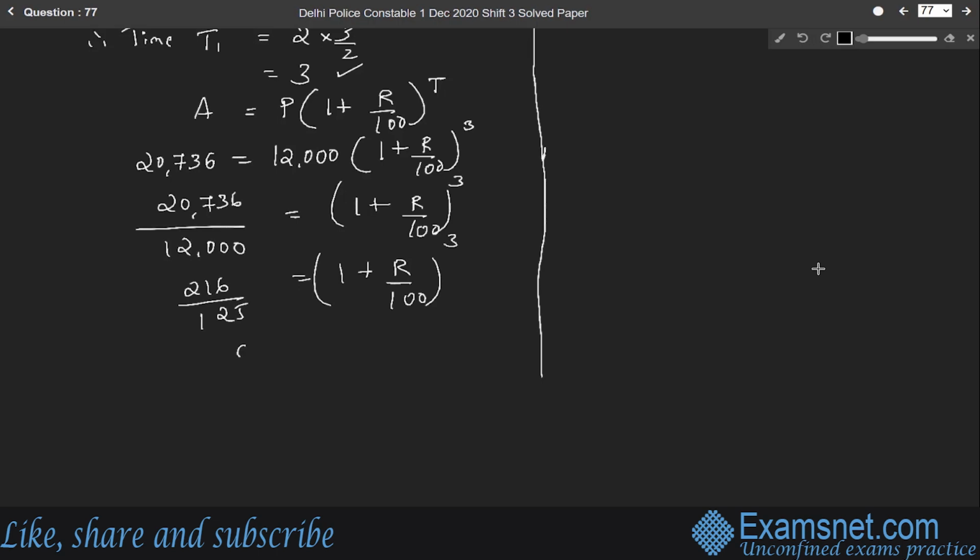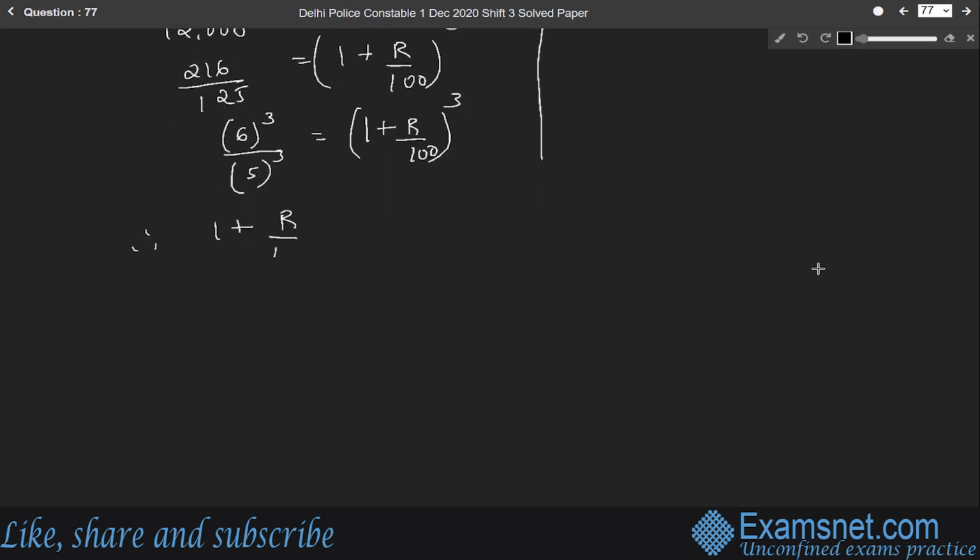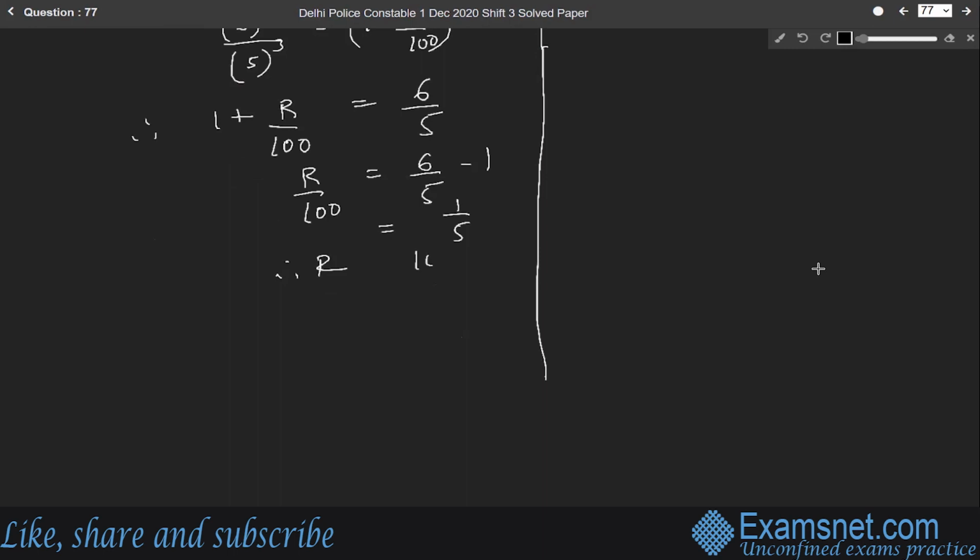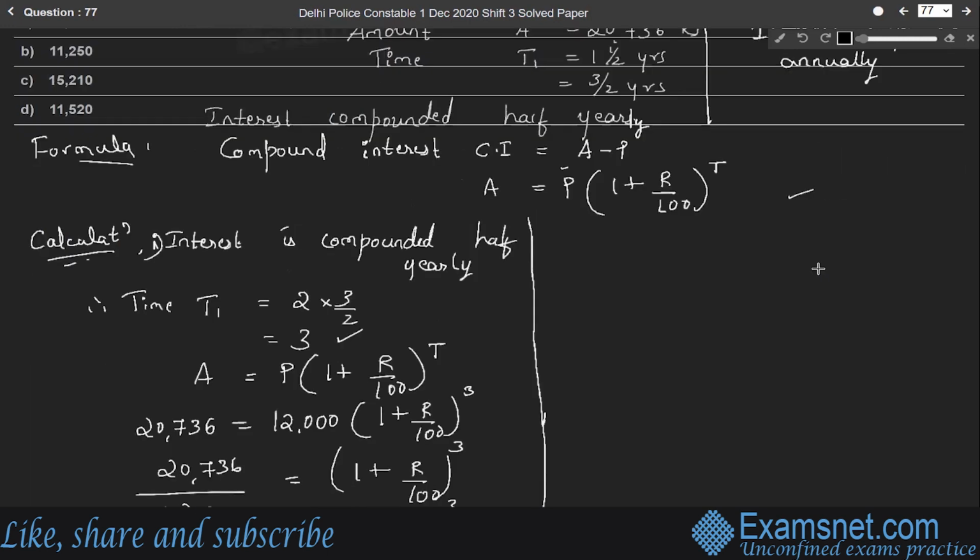216 is the cube of 6 and 125 is the cube of 5. Therefore, 1 plus R by 100 is equal to 6/5. Therefore, R by 100 is equal to 6 by 5 minus 1, so it is 1 by 5. Therefore, R is 100 by 5, which is 20%. So this rate will be 20% when the interest is compounded half yearly in the first case.